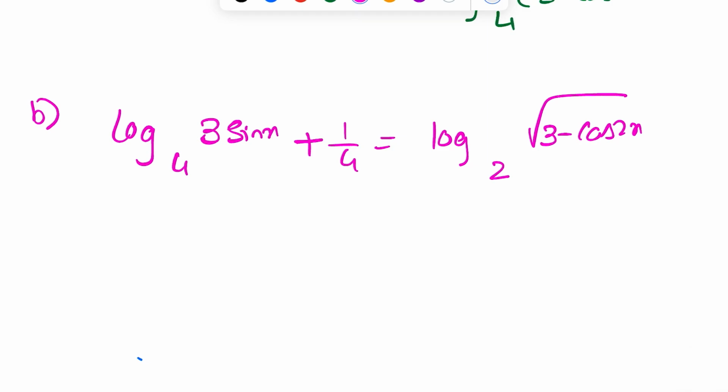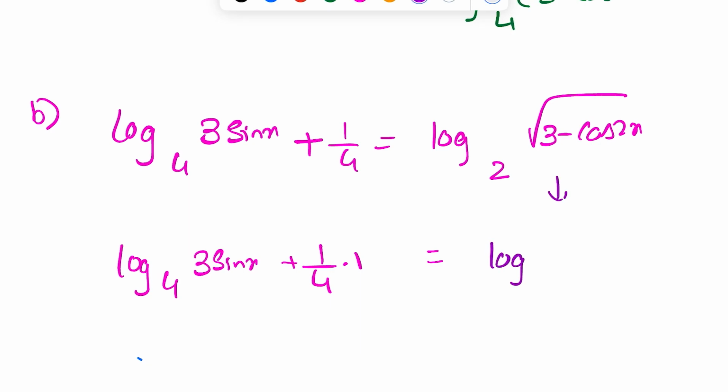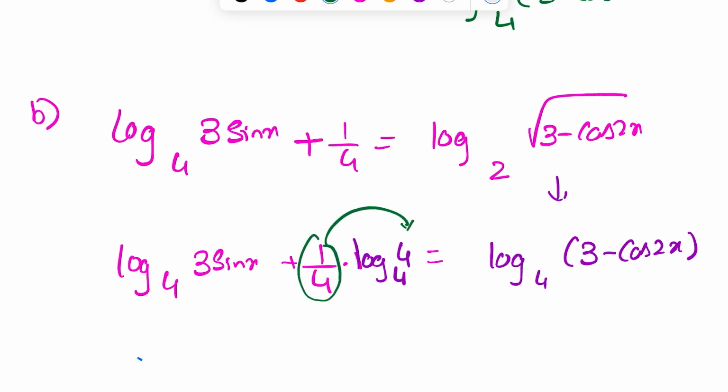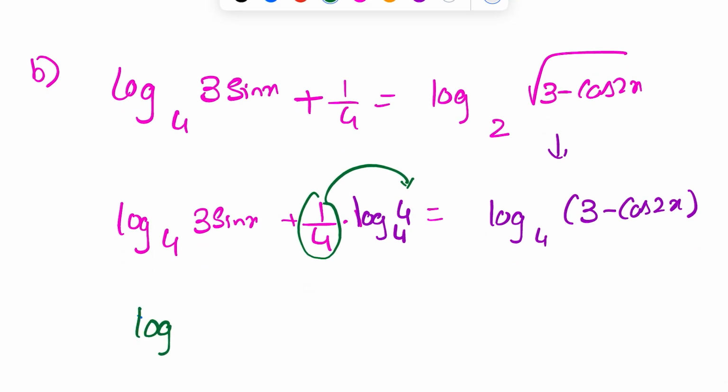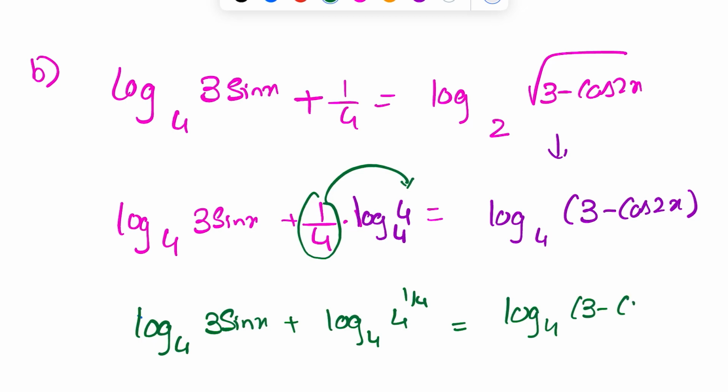Now we write it as log base 4 of 3 sin x plus 1 upon 4 times 1 equals, from part 1, log base 4 of... So we convert everything in terms of base 4 so that we can cancel it out. So log base 4 of 3 minus cos 2x. This 1 can also be written as log 4 to the base 4. Now what we can see, this 1 upon 4 goes to the power. So everything will be log base 4 of 3 sin x plus log base 4 of 4 to the power of 1 upon 4 equals log base 4 of 3 minus cos 2x.